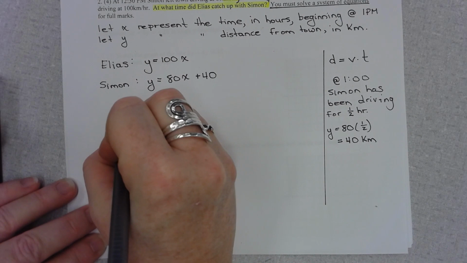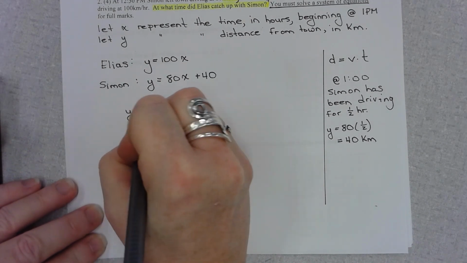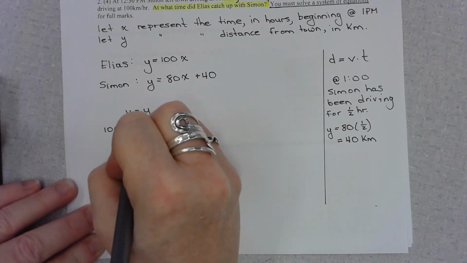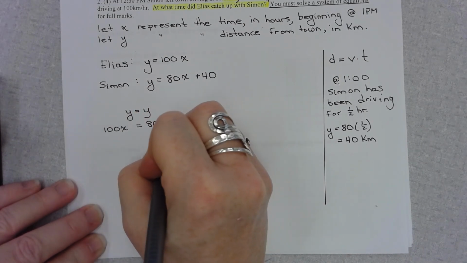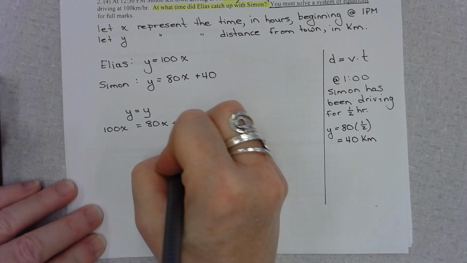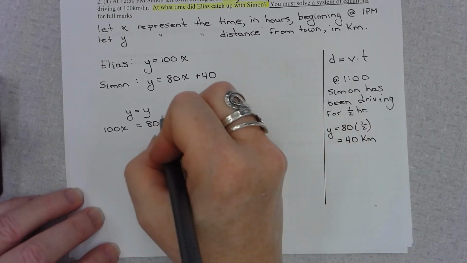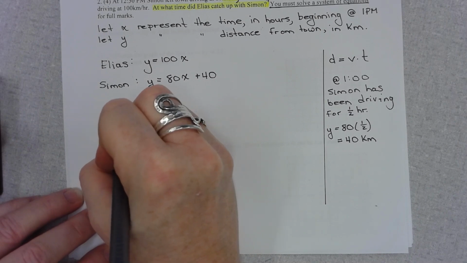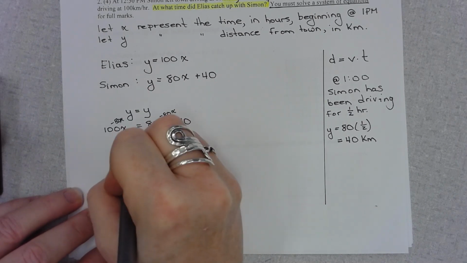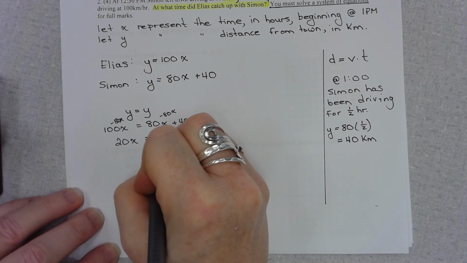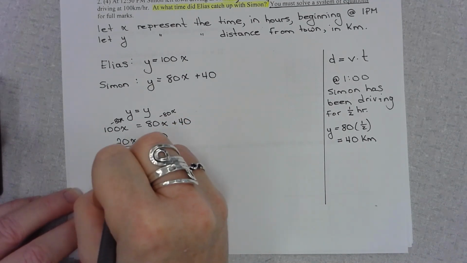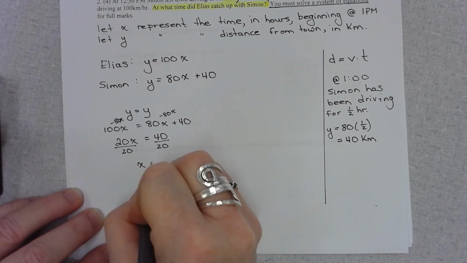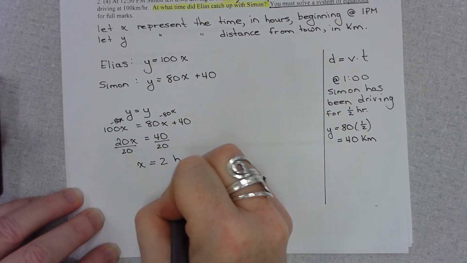When we're solving a system of equations, y equals y. So we have 100x is equal to 80x plus 40. I'm going to subtract 80x from both sides, so I get 20x is equal to 40. Now I'm going to divide both sides by 20, and so x equals 2 hours.